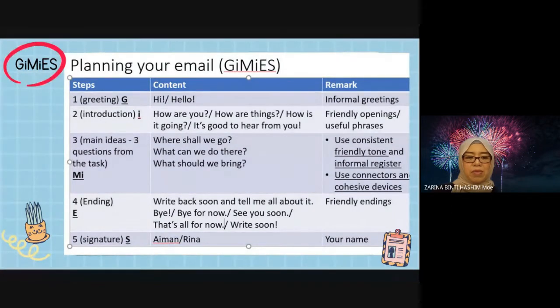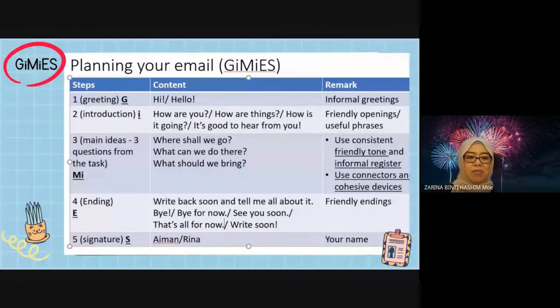Okay, step number 4 now. Step number 4 is the letter E. E stands for ending. What is ending? When we write words like write back soon and tell me all about it. Or you can also say bye, or bye for now, see you soon, that's all for now, or write soon. These are the samples for you to write for your ending. And remember, again, it must be a friendly ending. So that is step number 4.